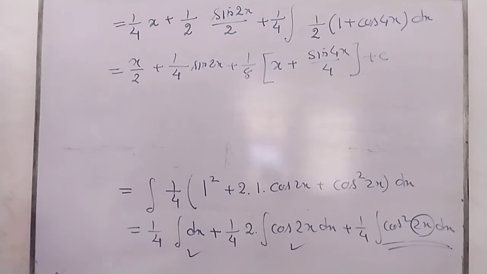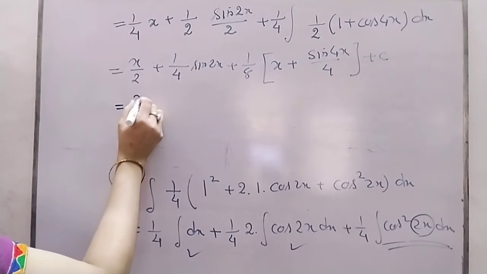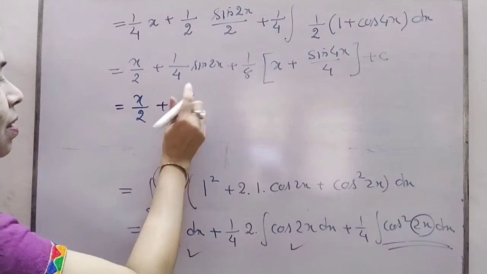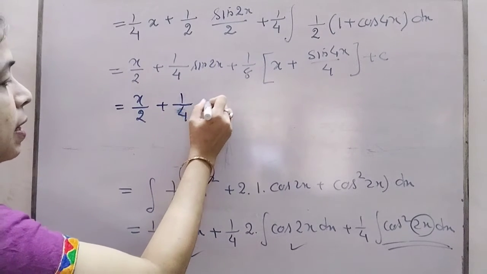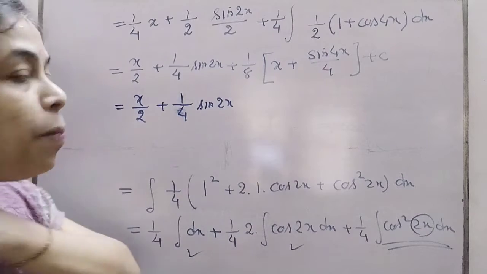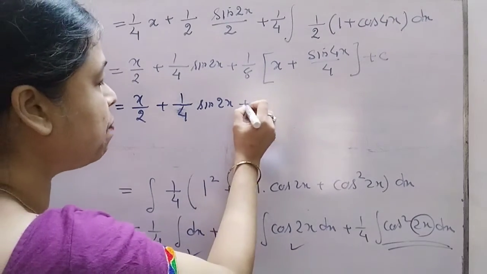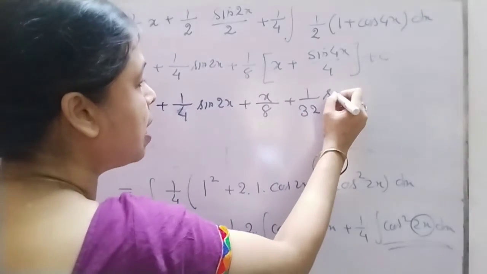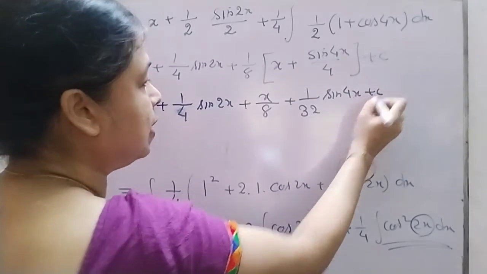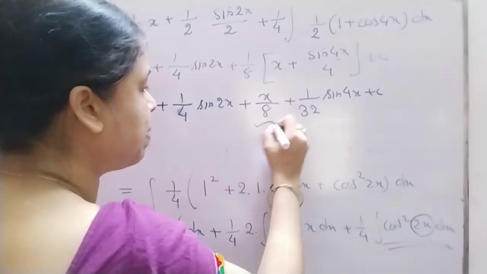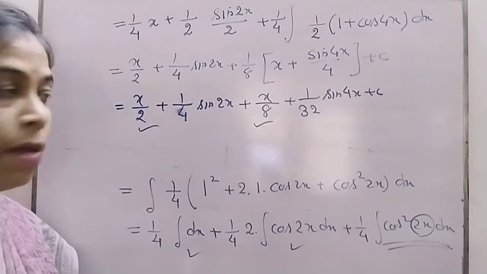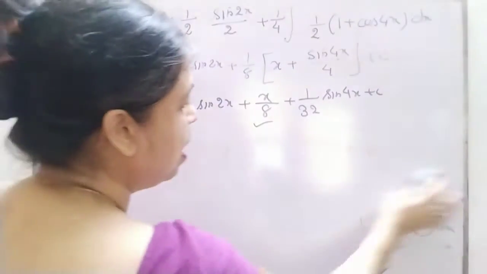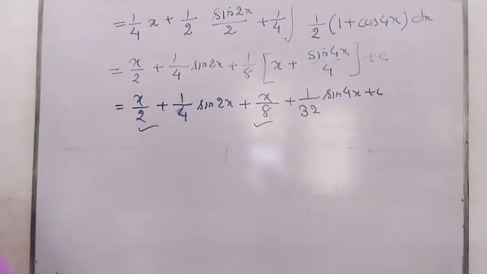After this, what I am going to do is just see here. x by 2 is there plus 1 by 4, sorry, I have to write down 1 by 4 sin twice x, then open the bracket. Opening the bracket, we will have here x by 8, 1 by 32 sine of 4x plus c. Now you see it is actually completed, but here I can combine this together because they are like terms. So let us combine both of these terms together. I can do the calculation outside and put the value directly here.